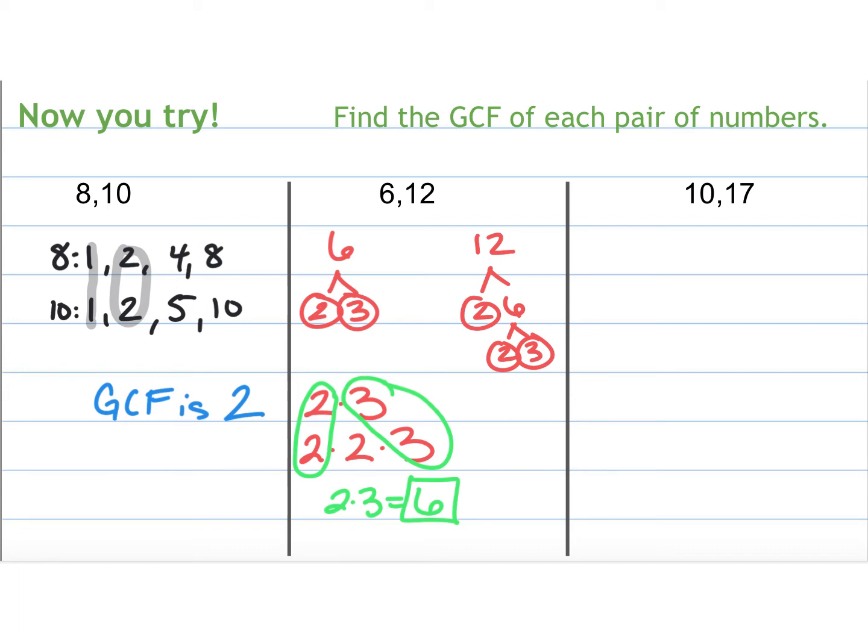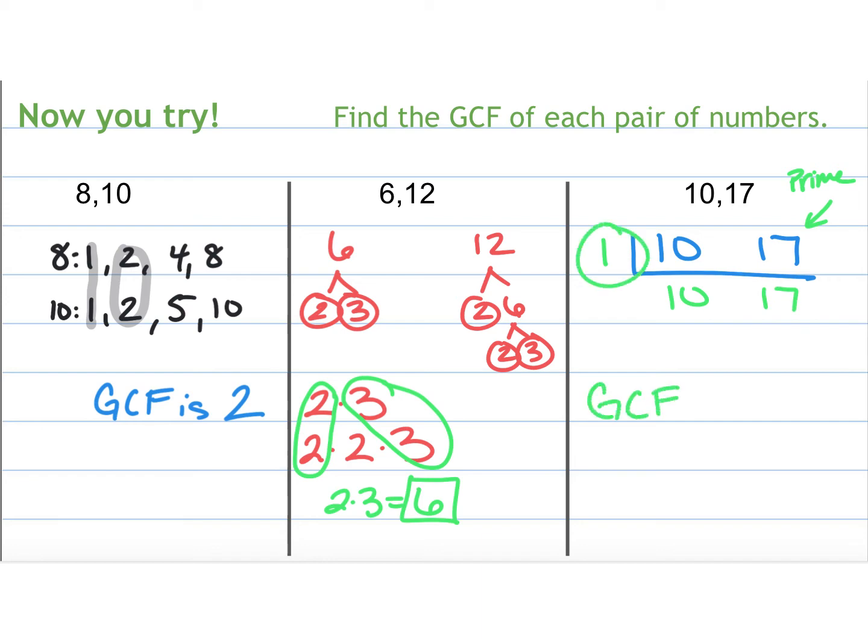Last one, we have 10 and 17. I'll try the cake method here. What I notice is that 17 is prime. Therefore, I know that its only factors are 1 and itself. So this means that they can only share a factor of 1. 1 goes into both 10 and 17. So 1 is the greatest common factor. Sometimes that's the case, and that's especially the case when one of the numbers is prime.